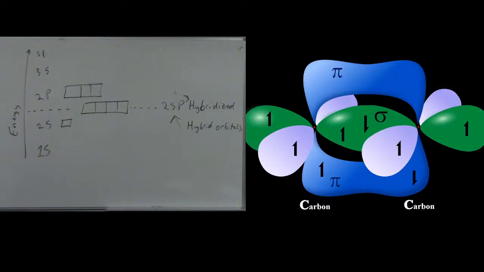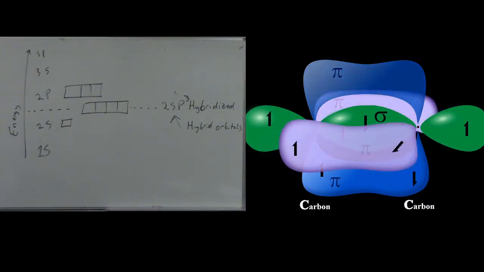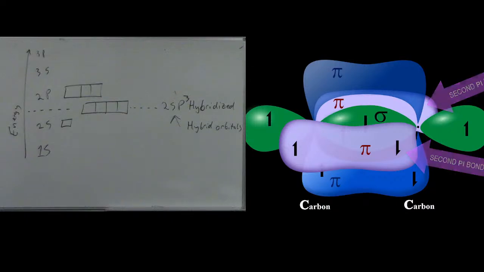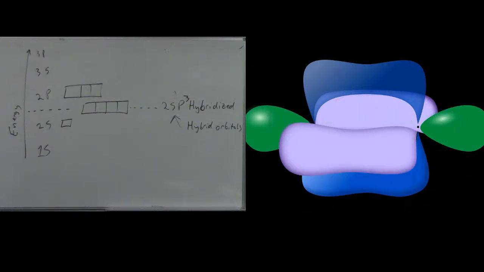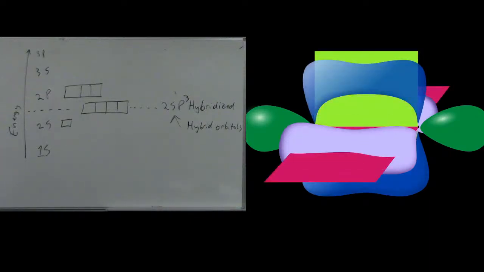Can you guess where the second of the two pi bonds comes from? Yes, that's right. It is the overlapping of the violet 2p lobes. Let's get rid of the sigma bond for a moment to take a look at something interesting. Each pi bond lies on a separate plane, and the two planes are perpendicular to each other, and so the two pi bonds are perpendicular to each other.